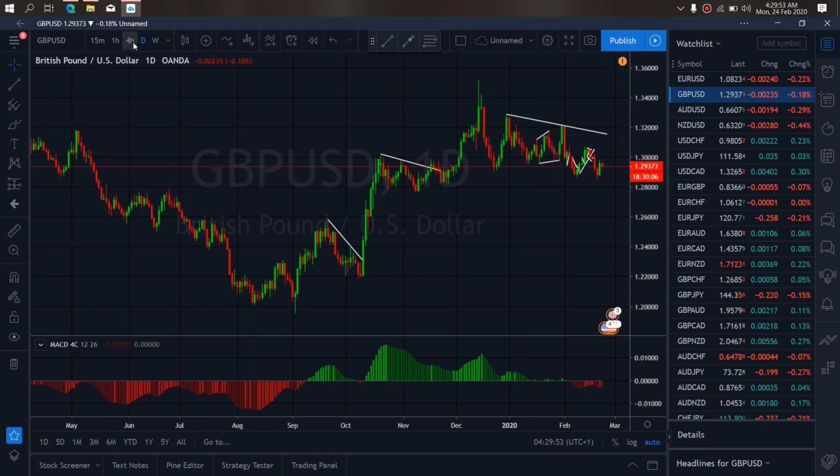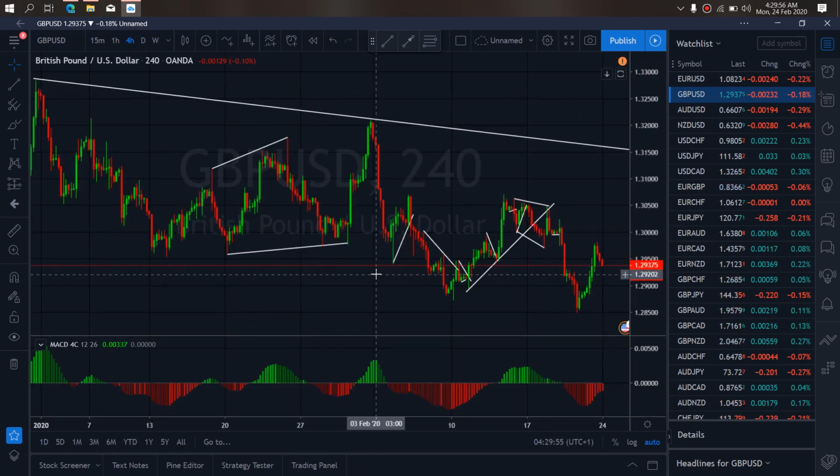So if we zoom to the 4-hour time frame on pound dollar, we want to watch this present correction they are making here. We expect them to give us a flat here and take off to the upside. So that is what to expect from pound dollar.